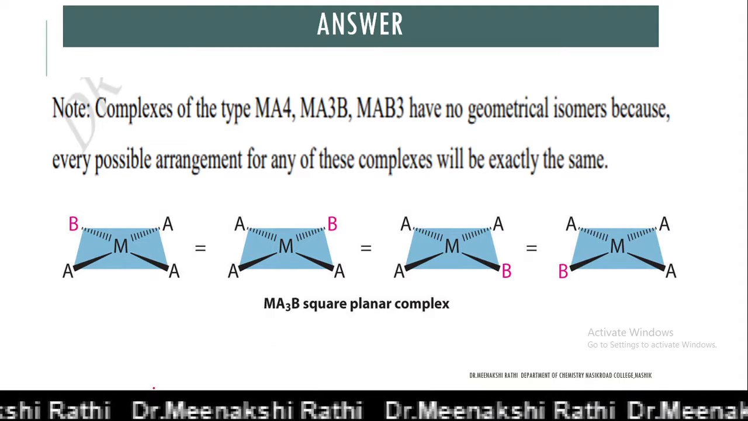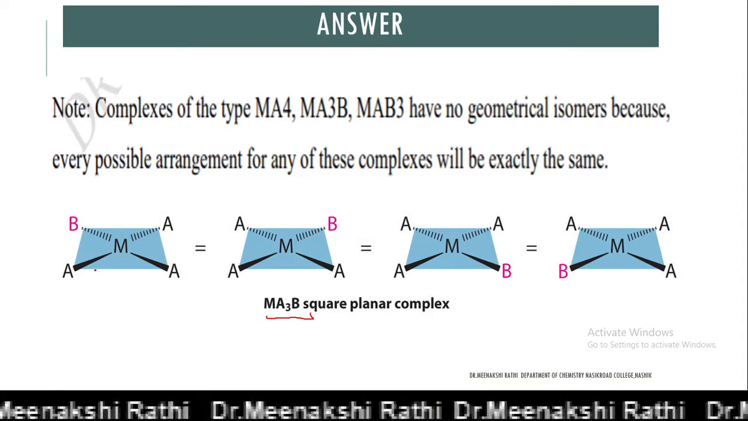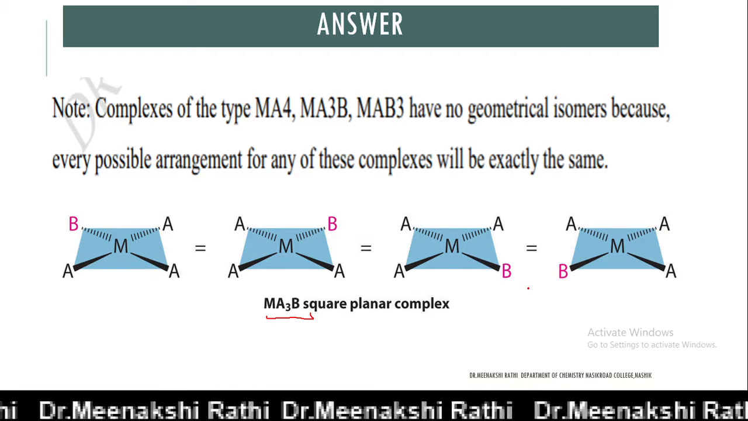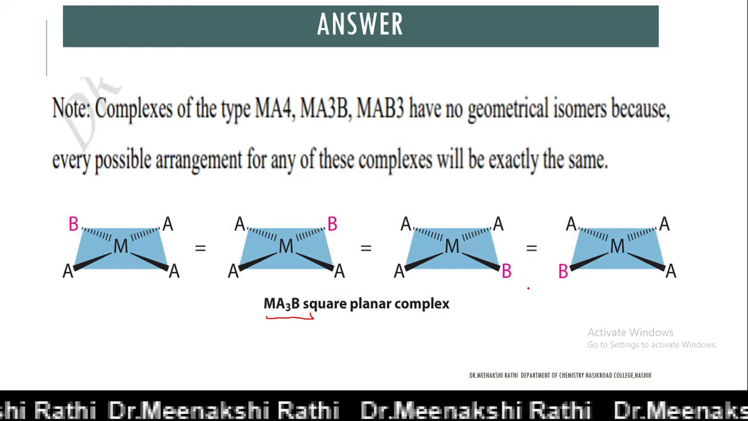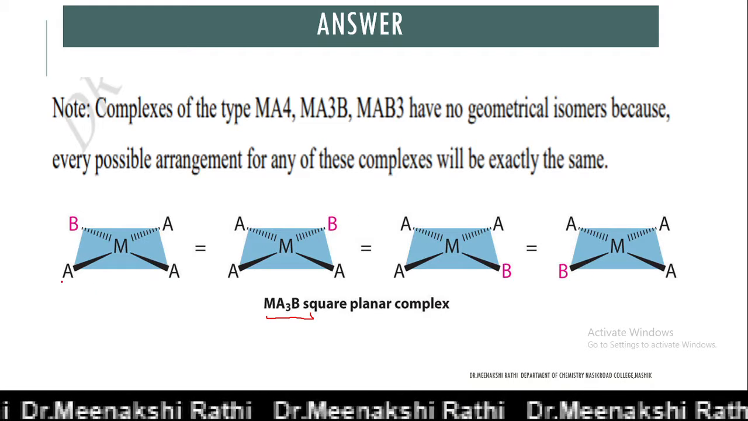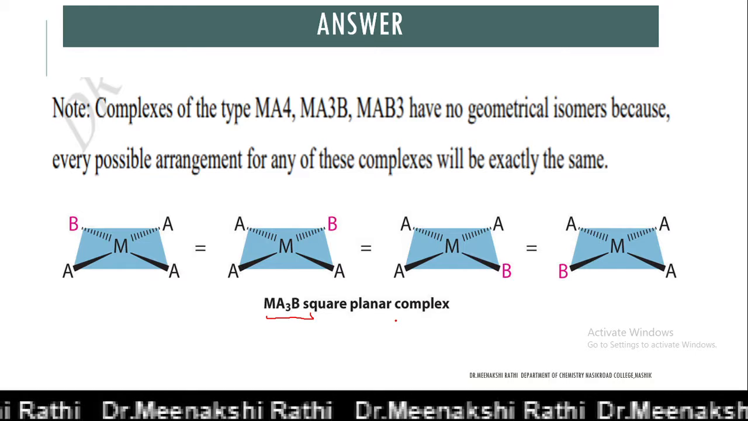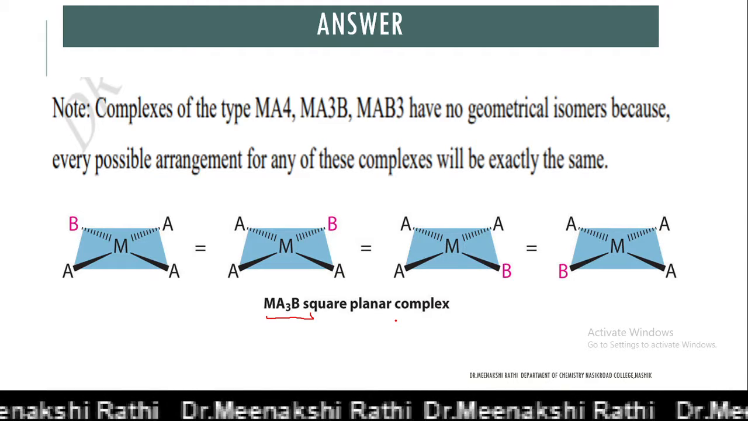Here in Ma3b, see the example of Ma3b. Here different structures are written, but if you see, all the structures are the same. You can't say that these two are different or these two are different. All the structures are the same, and as the structures are the same, no isomerism is possible.